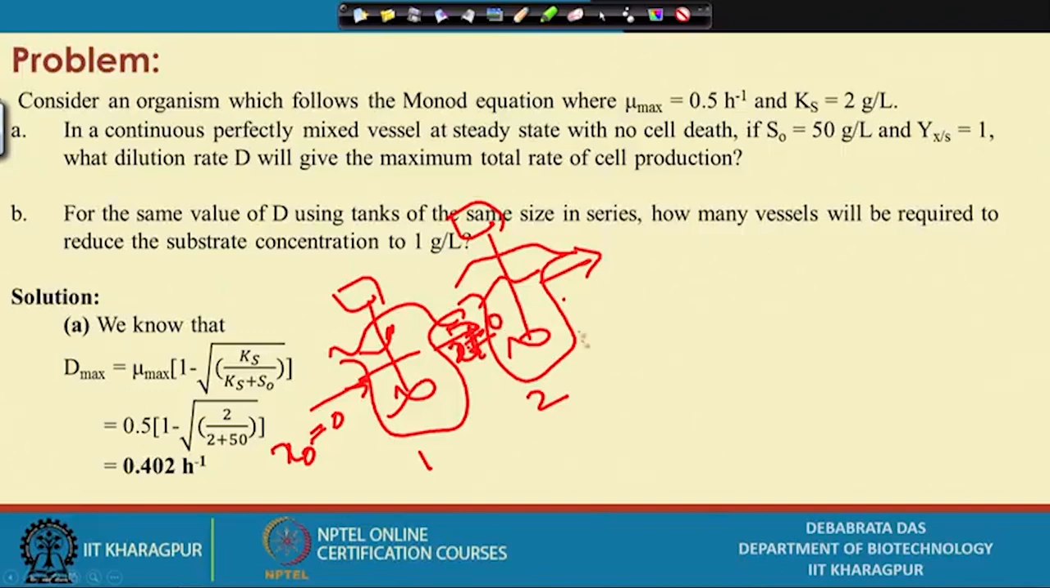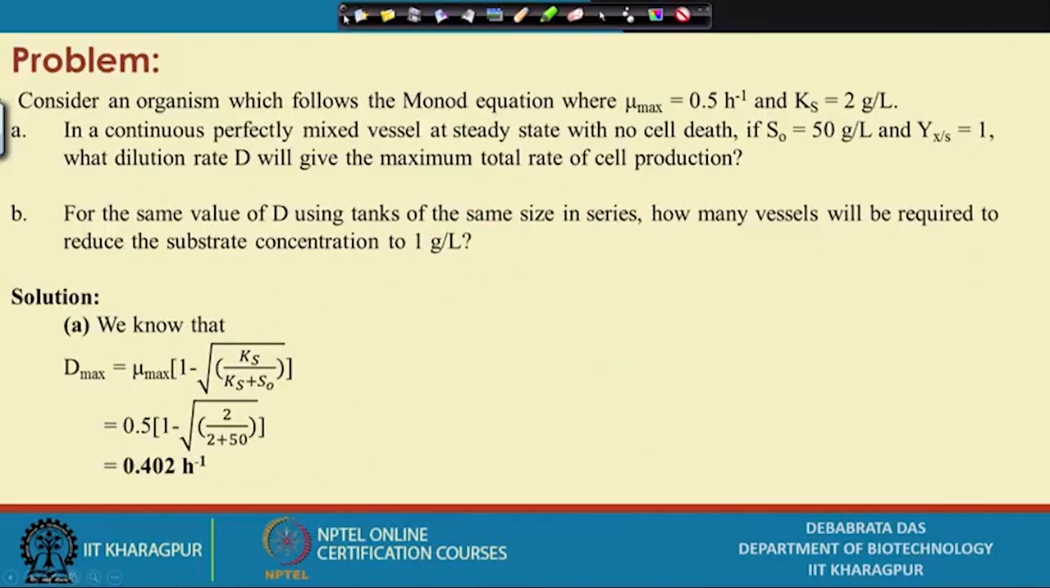So, what do you have to do? You have to write the cell mass balance in this equation, and then and only then you can solve it. This problem deals with this. I hope you will understand that. Let us see how we have done that. Now, the problem is: consider an organism which follows the Monod equation with this mu max value and K s is 0.2 gram per liter. In a continuously perfectly mixed vessel at steady state, no cell death, S 0 equal to 50 grams per liter, Y x by s is 1.